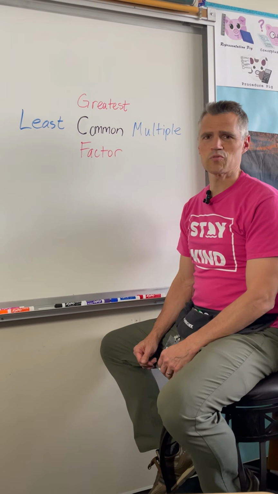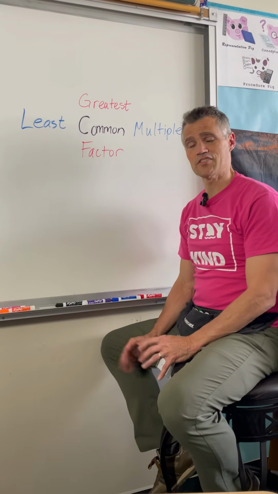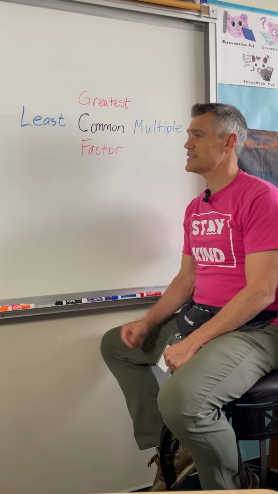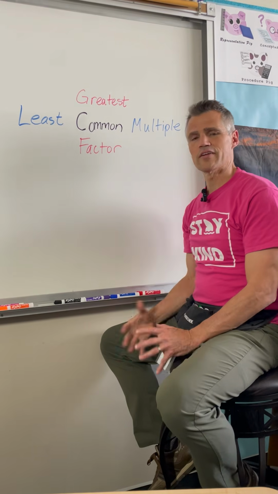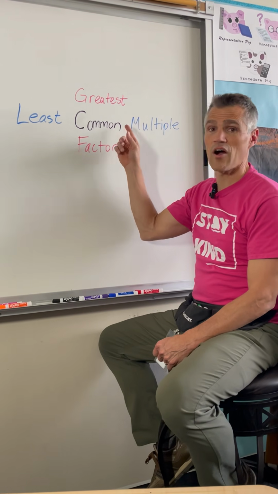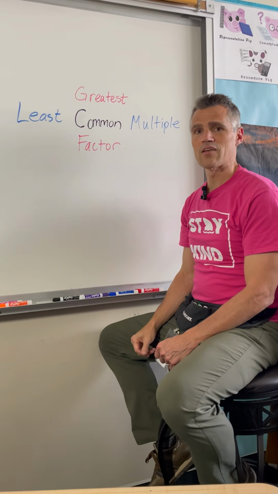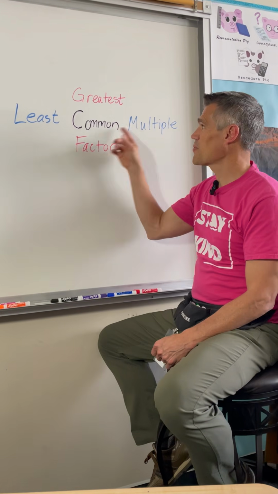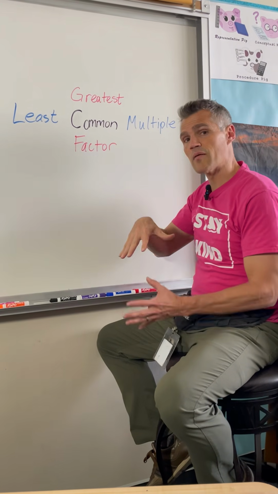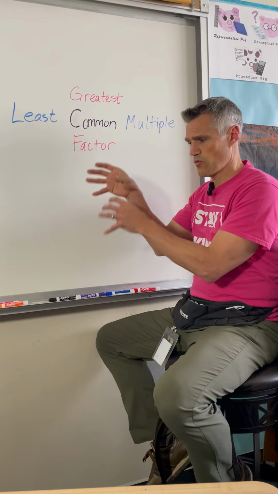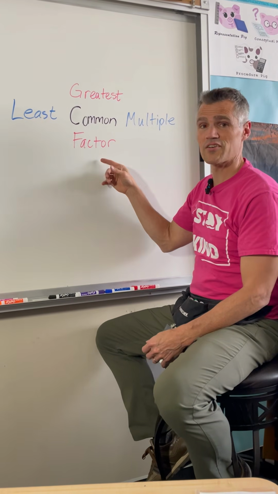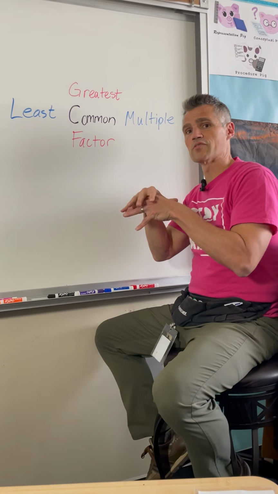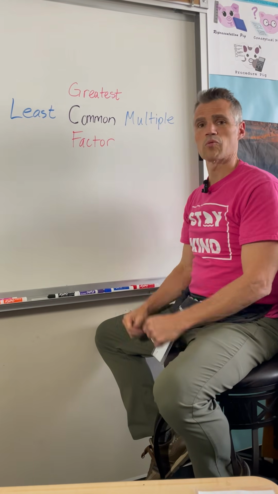You ever get confused between LCM and GCF in math? Least common multiple, greatest common factor. They're easy to confuse because they both have common in them. And when we're talking about least common multiple, we actually mean numbers that are greater than the ones we're working with, and that has least in there. And then greatest common factor, we're actually looking for numbers that are less than the ones we're working with.